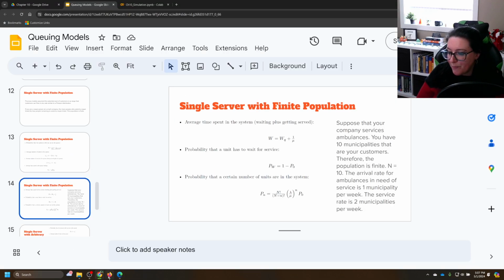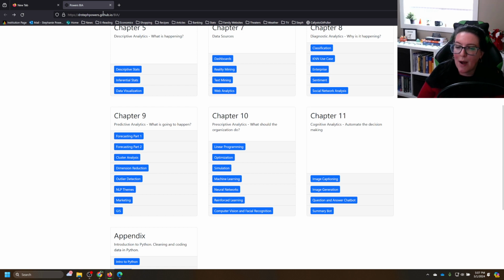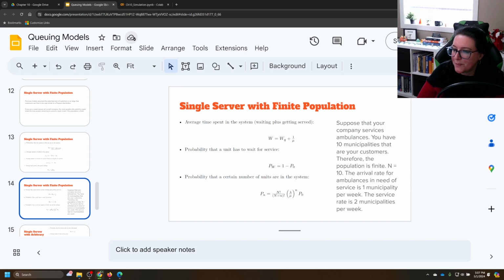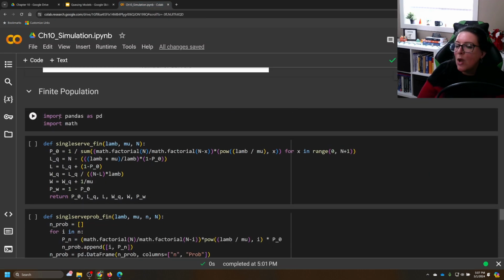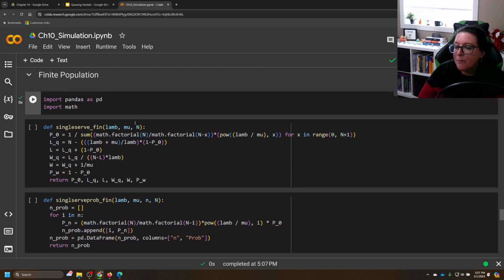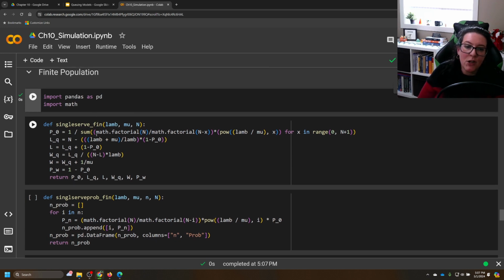To do that, we are using drstephpowers.github.io/BIA. We are under the simulation tab here, and in our Python workbook, let's go in here. We are looking at a finite population. We're importing pandas as pd. We're importing math so that we can do those factorial parts of those formulas. And so we really need to create the functions for single server, for the finite population, and the single server probability for the finite population.